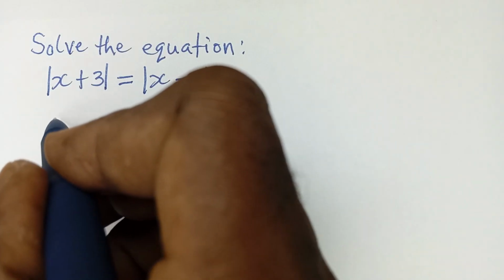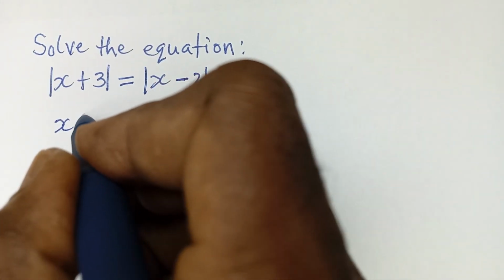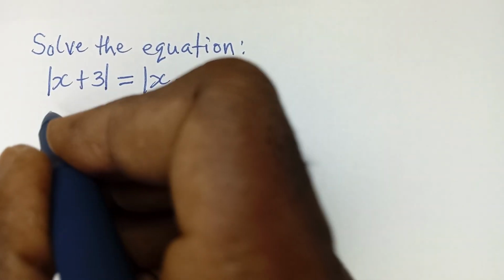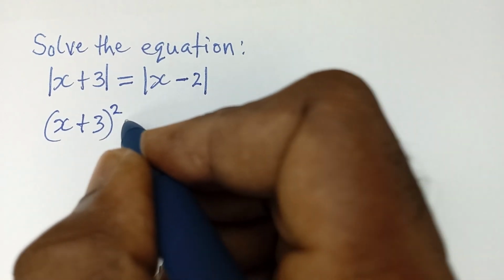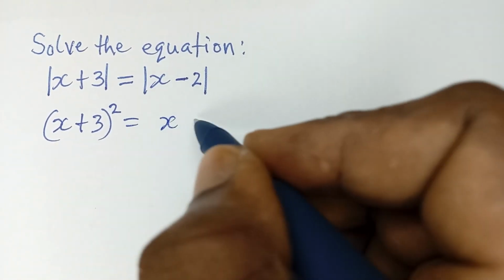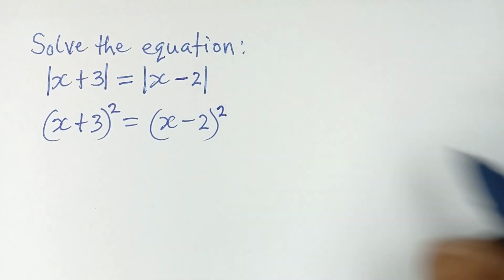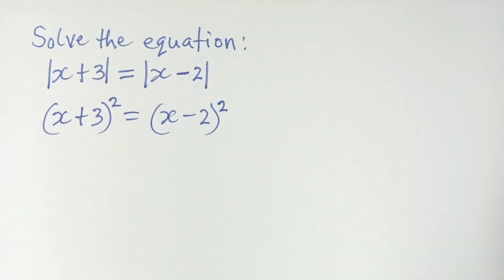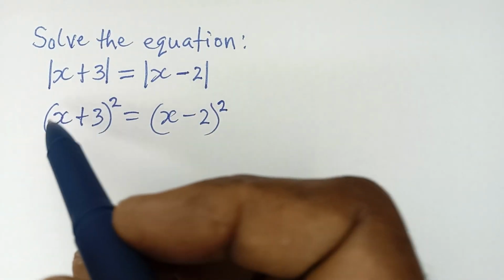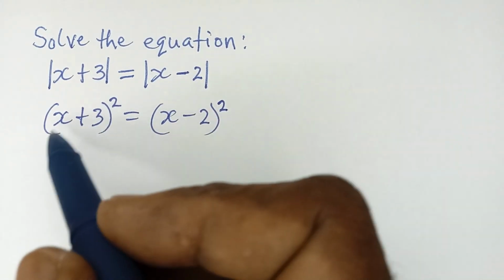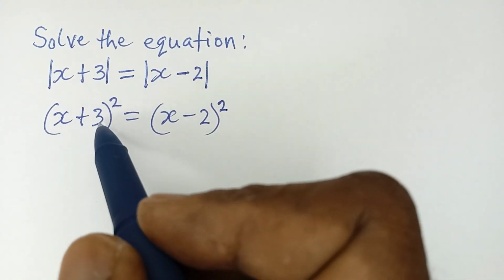Now, in order to square this, we simply write (x + 3) squared, and we say it's equal to (x - 2) all squared. In squaring this, I'll show you a simple trick for squaring expressions like this, linear expressions like this.